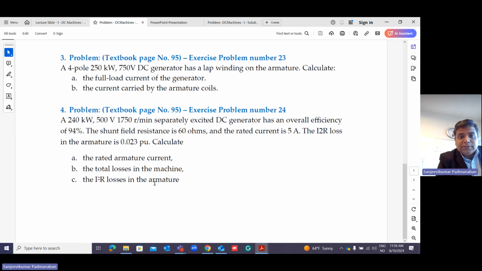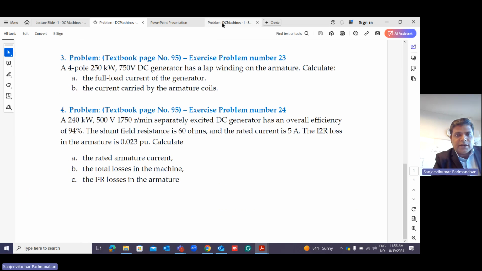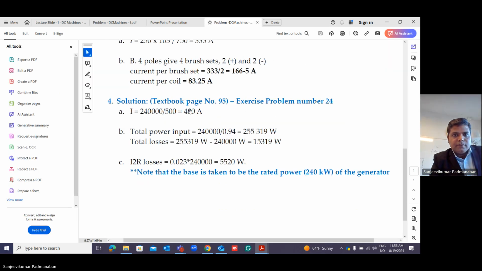and the I square R loss in the machine. So we need to calculate all these three. The answer is here readily, I have given it to you. First one, we have to calculate the rated armature current. How to calculate? Solve the problem. You know the power, you know the voltage, just divide, you get the current.